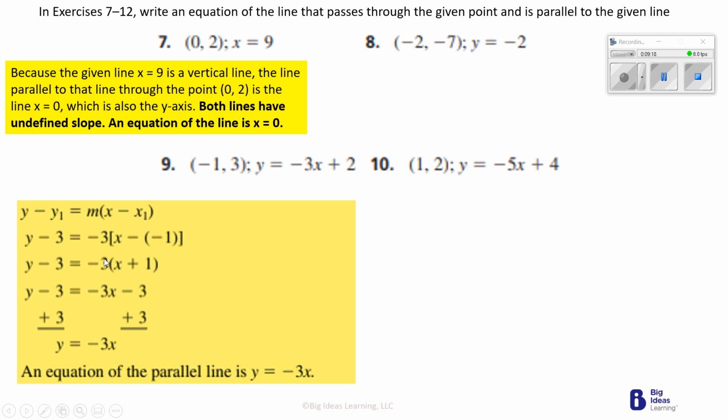Now we're going to distribute. Negative 3 times x is negative 3x. Negative 3 times 1 is negative 3. Now we're going to add 3 to both sides so we can get y by itself. And 3 minus 3 is 0, so we're going to have y equals negative 3x. Okay? That means the equation of the parallel line is y equals negative 3x. All right? 8 and 9 are yours to do.